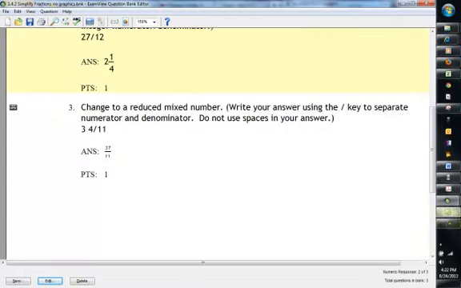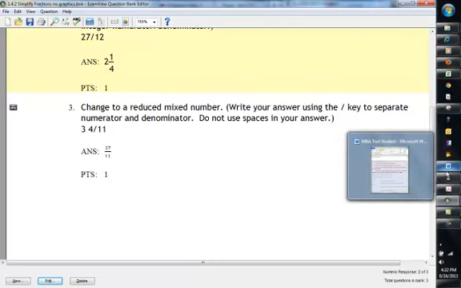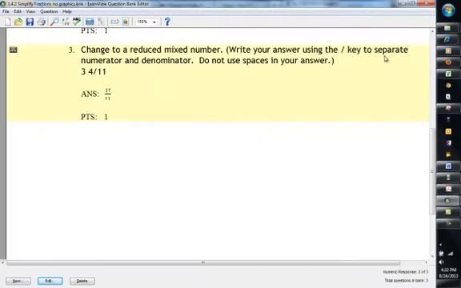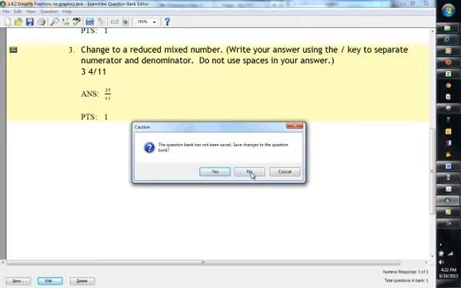Next one, 3 4/11, we have to change to a fraction. So we're going to press shift, fraction key, and then we get the number out front, 3 4/11. So 3 4/11 is 37/11. So that's how you simplify fractions.